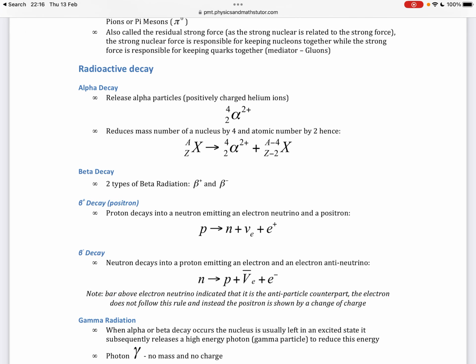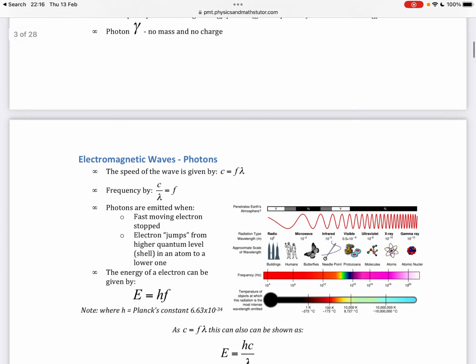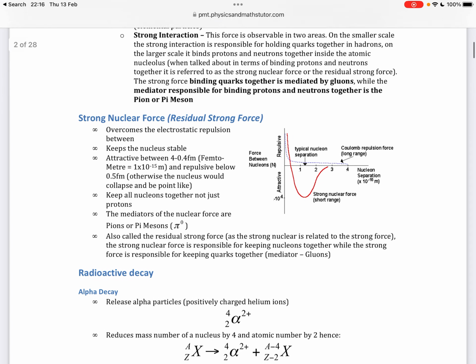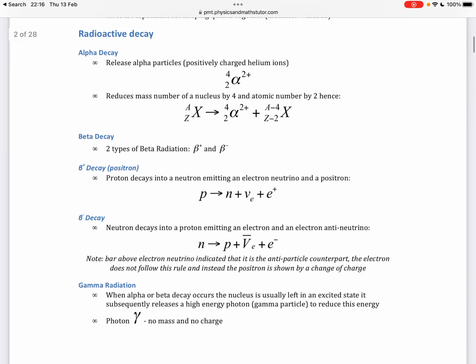We have the alpha decay, beta positive decay, beta negative decay, and gamma radiation. And then we go to the electromagnetic waves. Starting with the first type of radioactive decay, the alpha decay. It releases alpha particles, which are positively charged helium ions, and reduces the mass number of the nucleus by 4 and the atomic number by 2, as you see over here.